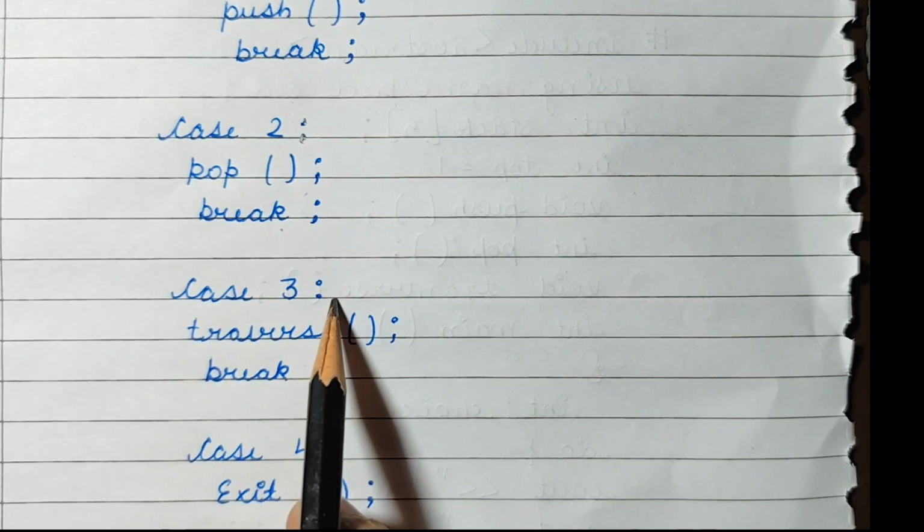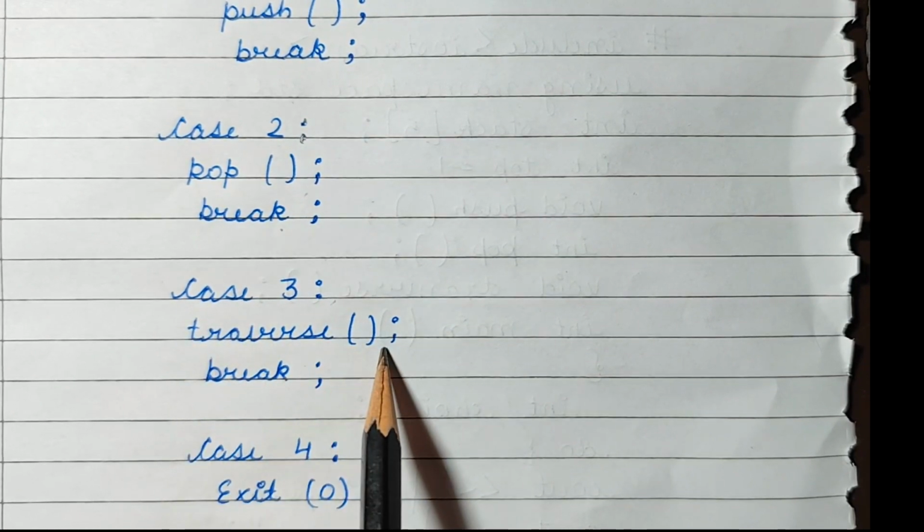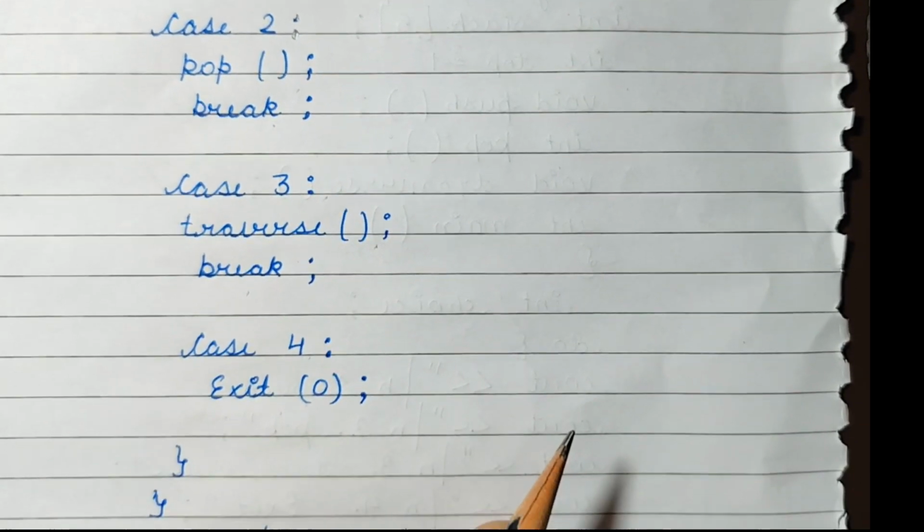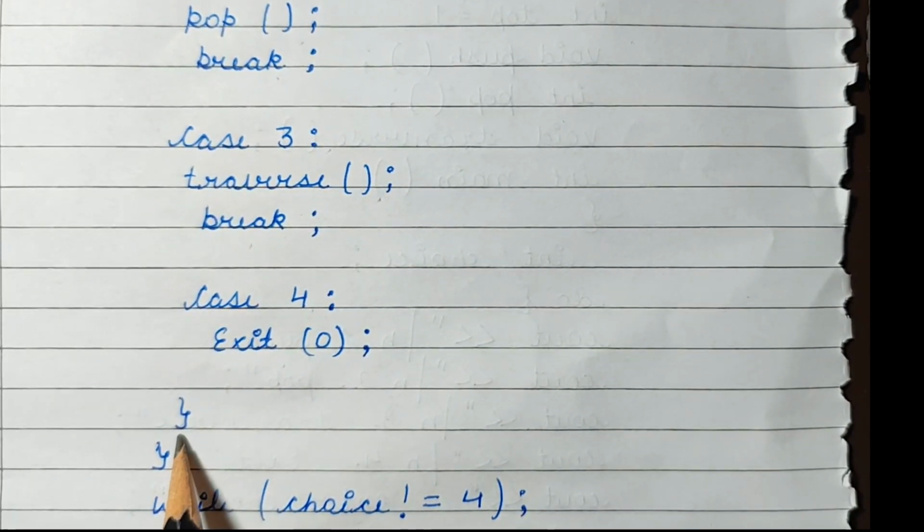After this we start case 3. In case 3 the traverse function is called, then break is included. After this, in case 4 I call the exit function. So after this, the switch structure is closed.